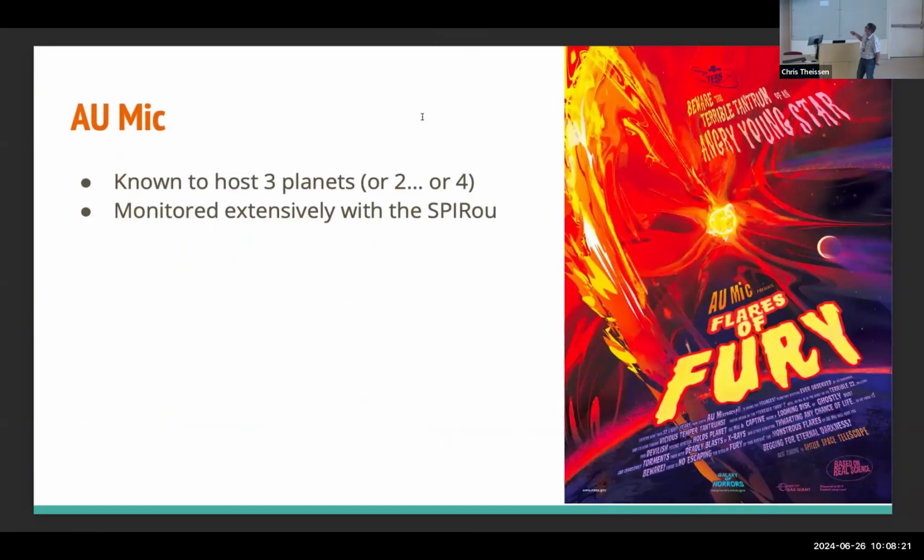Now, AU Mic, I love these posters. I hope you all love them. So AU Mic is an extremely active M dwarf. It's a young one. It has 3 or 2 or 4 planets, depending who you ask. Don't hit me at the coffee break if you published any number other than that. And it's been monitored extensively with SPIRou. So we have long time series. We have spectropolarimetry, so we could look at temperature differences and magnetic fields.